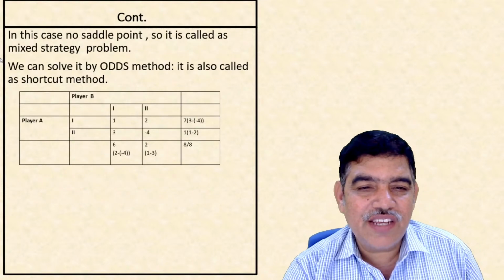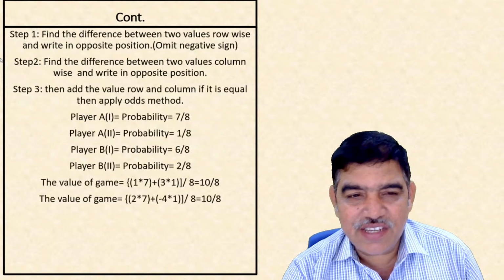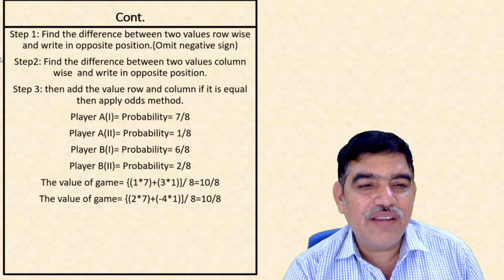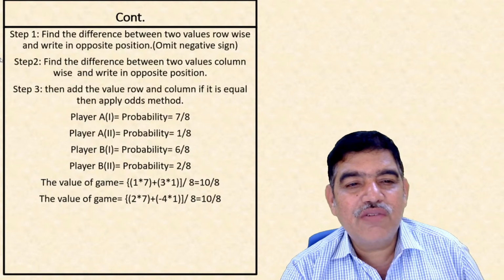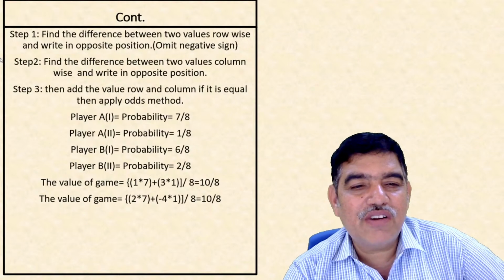6 plus 2, that is 8. 7 plus 1, that is 8. That is the step 3 satisfied. Then add the value of row and column. If it is equal, then apply the odds method.